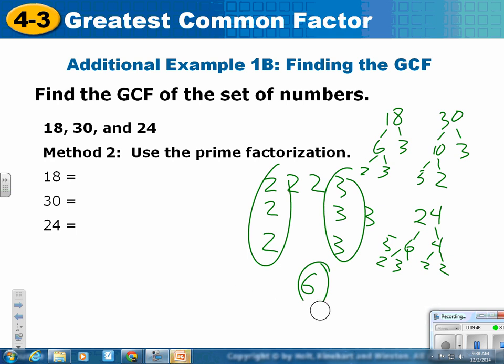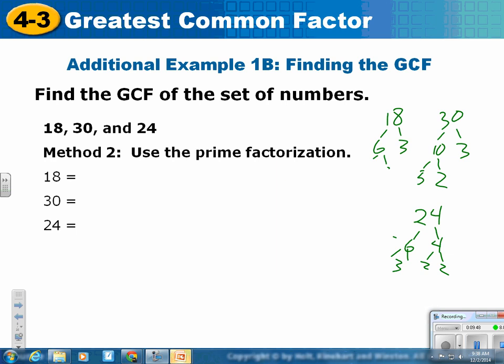The first thing that I did in order to solve this problem is I found the prime factorization of 18, 30, and 24. 18, I went 6 times 3. 3 is prime, and we have 2 and 3. So we have our prime numbers. And then what I do is I make a list. For 18, I have 2 times 3 times 3. Everyone with me so far? Then for 30, my prime factorization is 5 times 2 times 3.